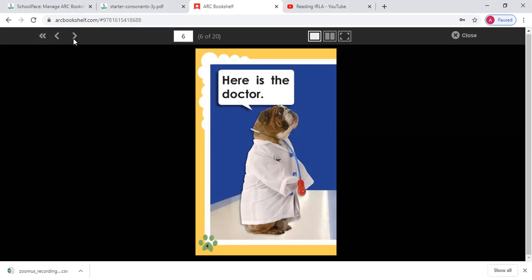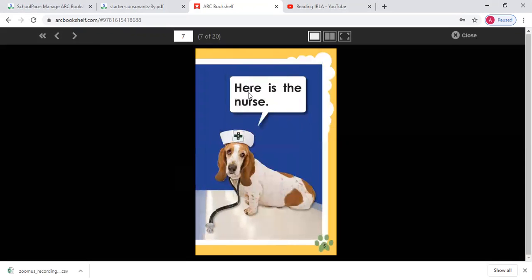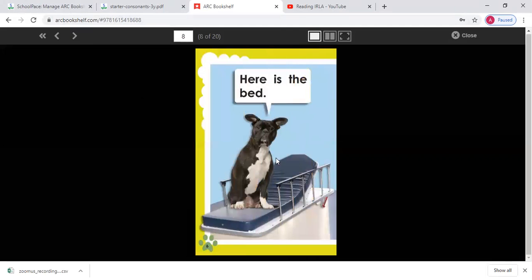All right, let's try this next one. All right, say this with me as I read it. Here is the nurse. I looked at the new word. I knew it started with the letter N. I know N says N. And then I'm going to look at my picture and try to connect the word to the picture. Here is the nurse. Say the sentence with me. Here is the nurse. Say that on your own. Great job.